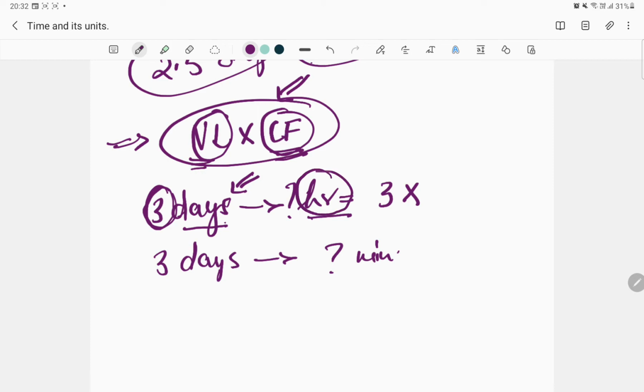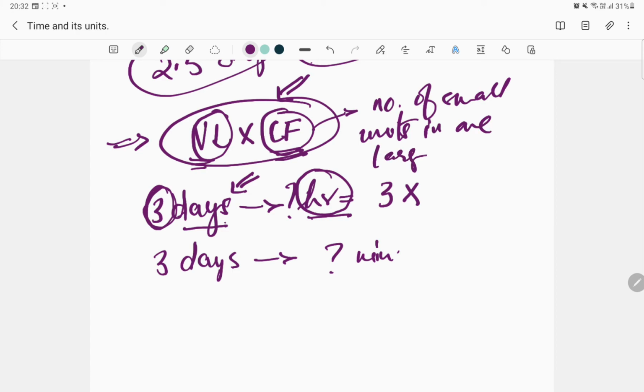Conversion factor, I'm going to revise once again. I've been doing this over and over for the last 3 units, and in my coming videos, I'm not going to define conversion factor yet again. So for one last time, let us see what a conversion factor is. The conversion factor is the number of small units in one large unit given to us. This is the large unit given to us, 3 days. How many hours are there in one day? In one day, there are 24 hours.